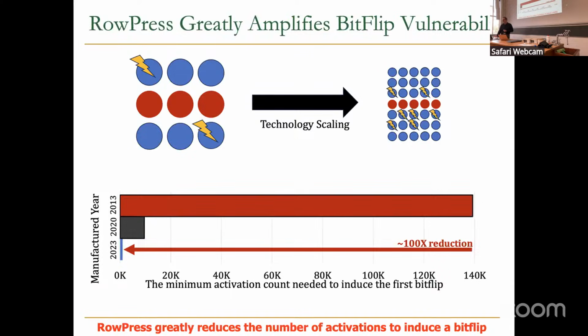And with this, now you actually can get to very small numbers of activations to induce a bit flip. So this was our original paper in 2013. This was the revisiting RowHammer paper. And this is RowPress. So you get a huge reduction in the number of activations to induce a bit flip.